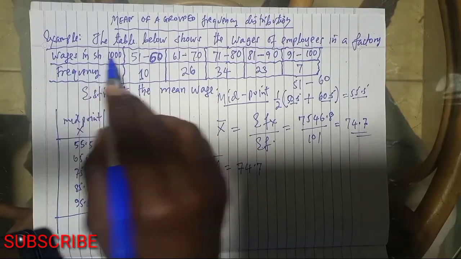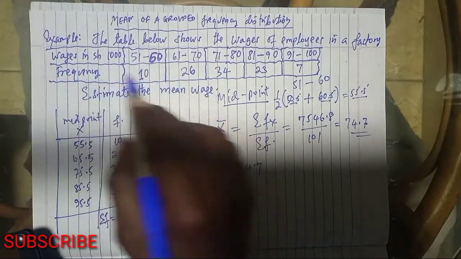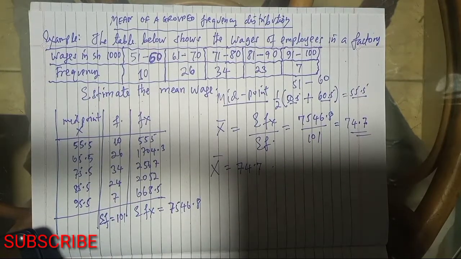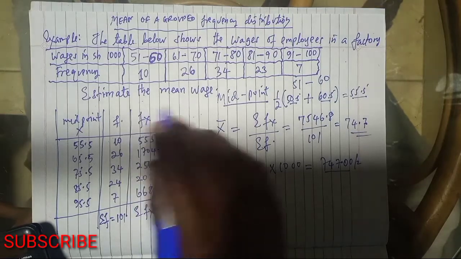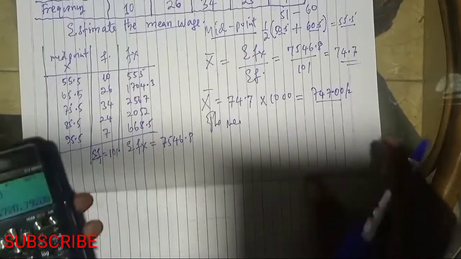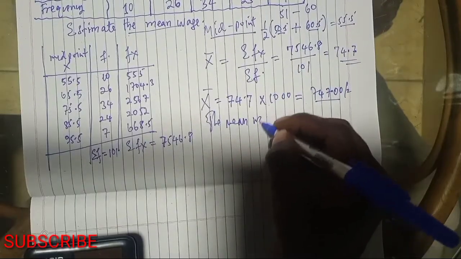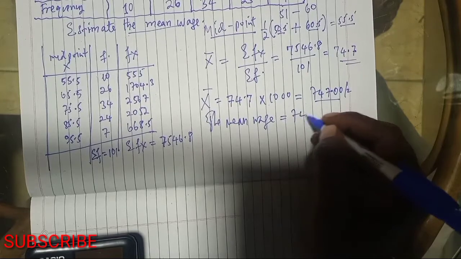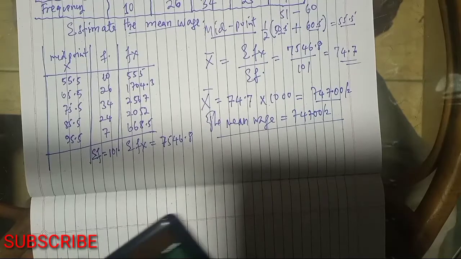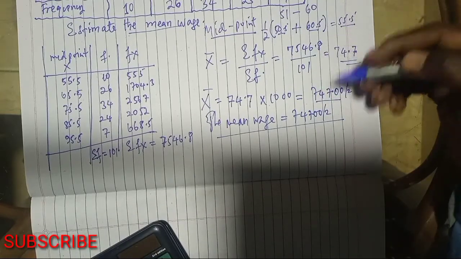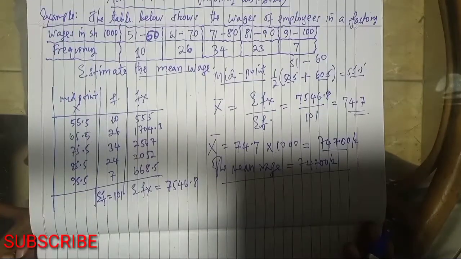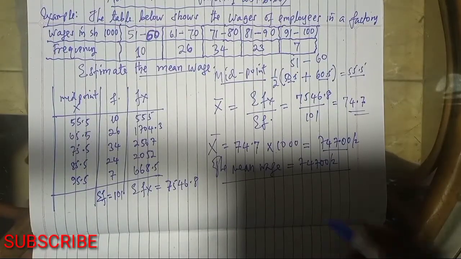The question says to estimate the mean wage. But remember, these wages were given in terms of 1,000, so you multiply by 1,000. So the mean wage is 74,700 shillings. This is the amount that was paid to every single employee on average.